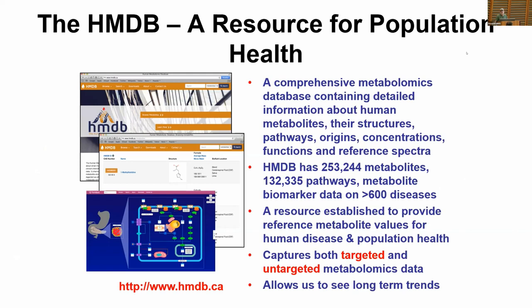It is and was designed to be a resource for human health and for population health, to help with the characterization and translation of metabolite markers to understand disease and disease processes. The database has grown from just a couple thousand metabolites 15 years ago to more than 250,000 metabolites with hundreds of thousands of pathways and millions of reference spectra, but also a lot of information about diseases and metabolite concentrations associated with those. So as I said, it was designed to be a reference resource for both human disease and medical applications in population health.